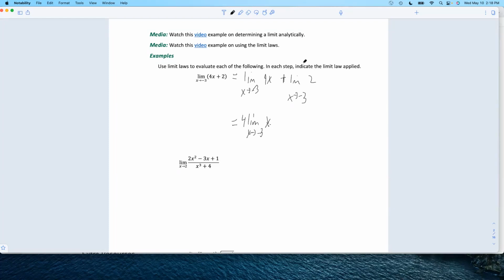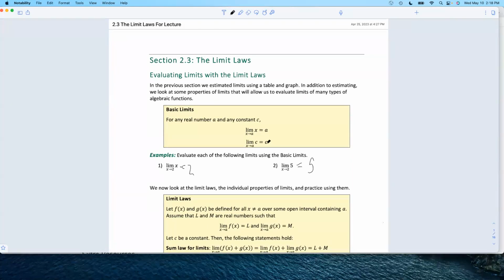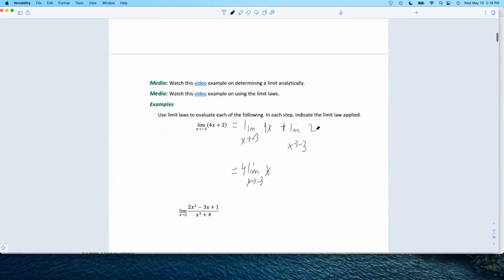This one I can just do. That's a constant. That's my second rule up here. The limit of a constant is just that constant. So the limit of 2 as x approaches -3 is just 2. And this one is the first rule. The limit of x as x approaches -3 is just -3. So let's see, what is that? -12 plus 2, I think we get 10.